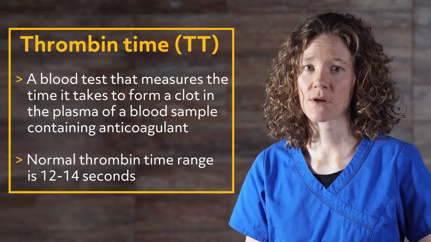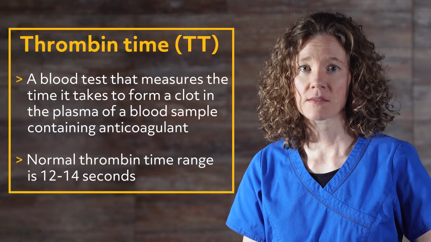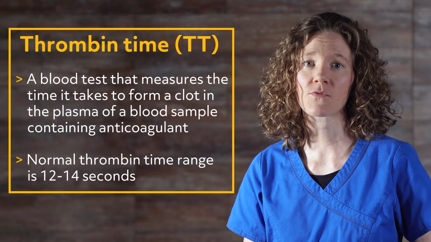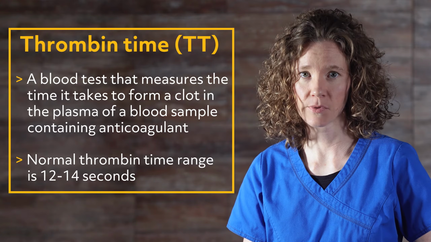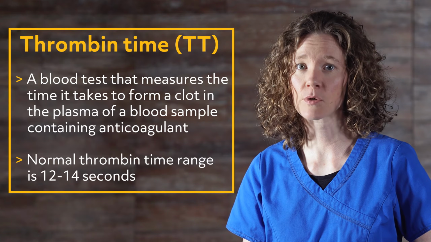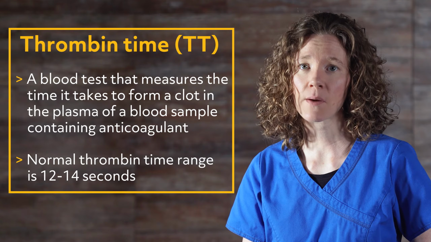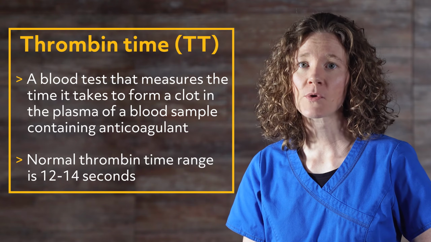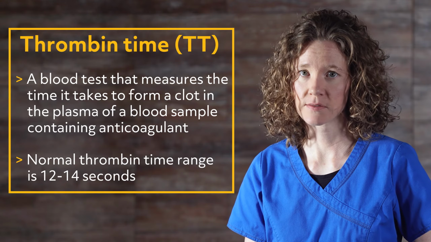Thrombin time, also known as thrombin clotting time, is a blood test that measures the time it takes to form a clot in the plasma of a blood sample containing anticoagulant or blood thinner after an excess of thrombin has been added. Normal thrombin time range is 12 to 14 seconds.